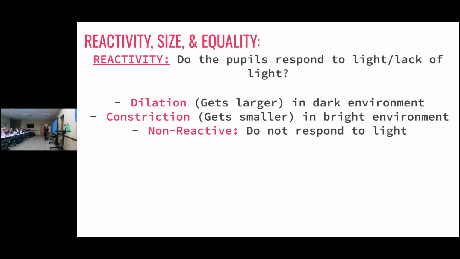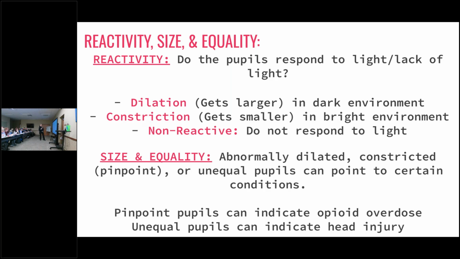What can pinpoint pupils tell you? Do we know? Trauma, could be trauma. Narcotics, yeah. Again, we want to look for size and equality as well. Abnormally dilated, constricted, which would be pinpoint, really, really small, tiny pupils, or unequal pupils can also point to certain conditions. Pinpoint pupils can indicate opioid overdose, and unequal pupils can indicate head injury.